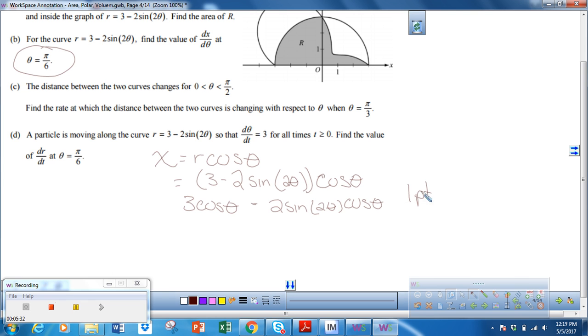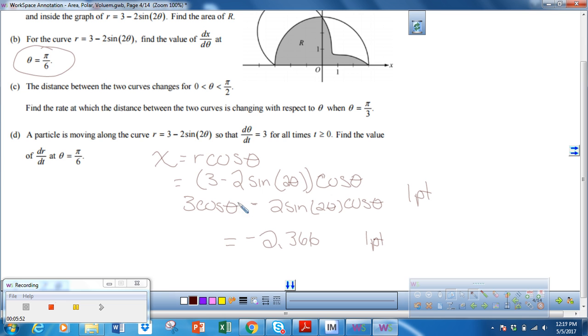So you got 1 point for this. So actually I probably wouldn't have simplified it. And I would have just put this in my calculator in function mode and found the derivative at pi over 6, which is negative 2.366. And that was worth 1 point.